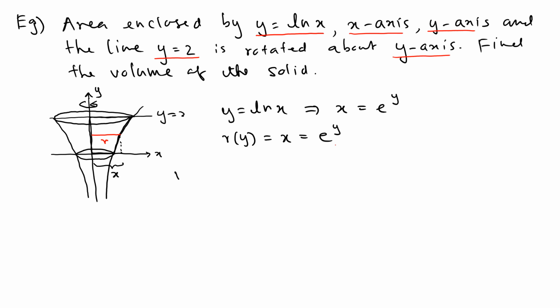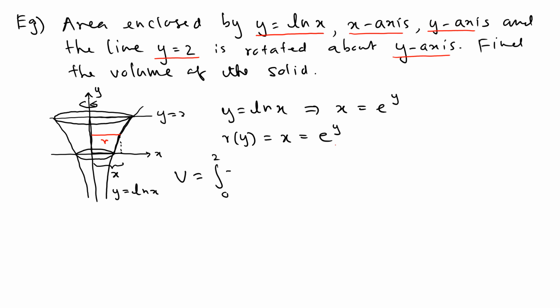And then the volume. The volume is as before. What are the limits of the y coordinate? You can see it's going from 0 to 2. y changes from 0 to 2. This curve is actually y = ln x. That's the curve. We write this one as x = e to the y. It's the same curve, but we write it as x = e to the y. Good.